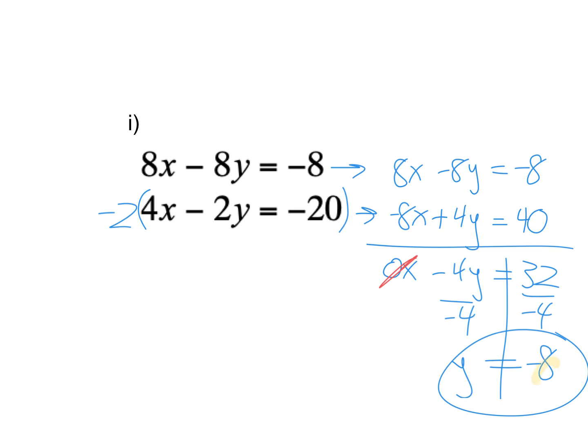If I take that answer and I substitute it into one of these two equations, I'll just do it with the second one. We then get 4x minus 2 times negative 8 equals negative 20.